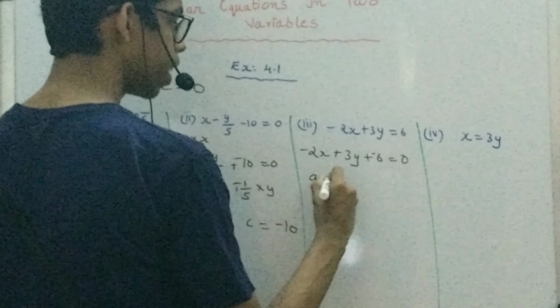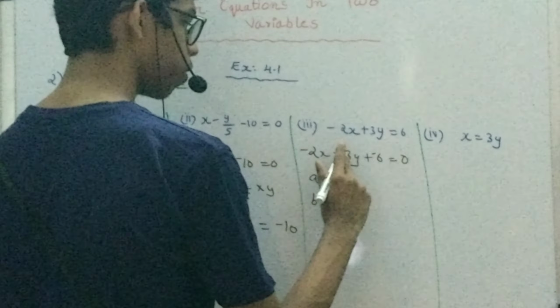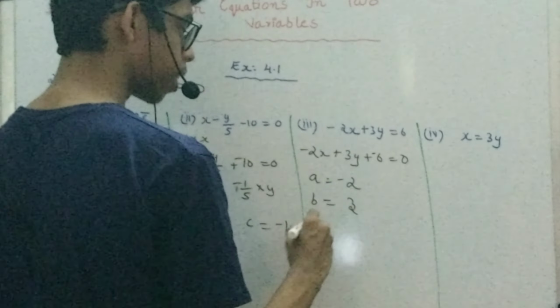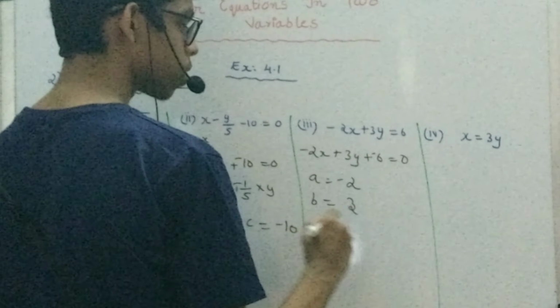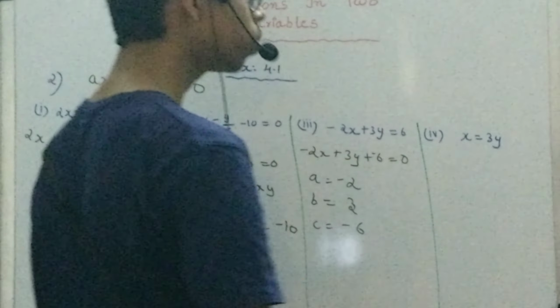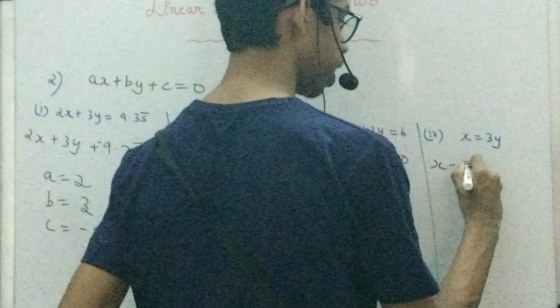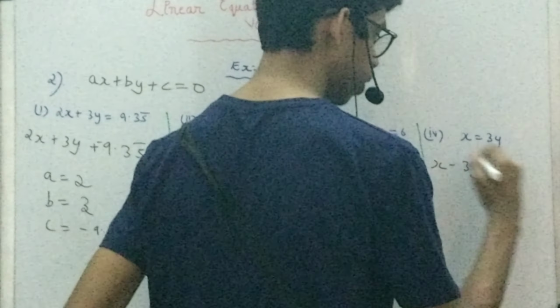Now from here, a is the coefficient of x which is minus 2, b is the coefficient of y which is plus 3, and c is the constant term that is minus 6. Okay, x is equal to 3y. Now bring this 3y to the other side, so you will be getting x minus 3y is equal to 0.